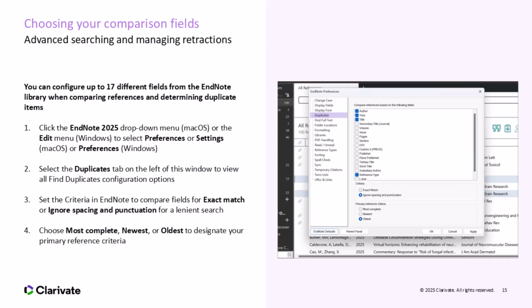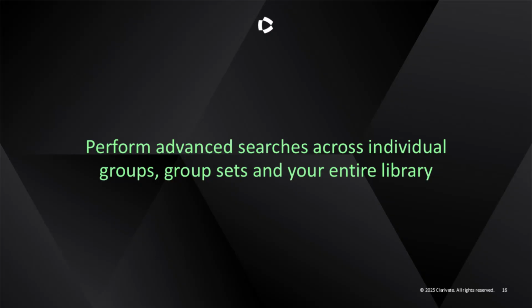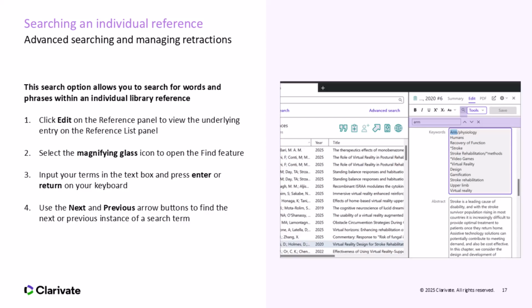Next, we'll explore how to navigate your library and utilize tools to search within individual groups, group sets, specific references, and file attachments in your library. Let's now look at how to search within a single reference in EndNote 2025. To get started, select a reference from your library and click Edit in the reference panel. This opens the full record so you can view or make changes.